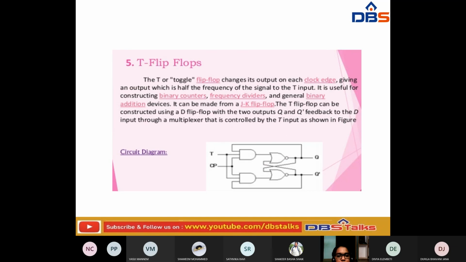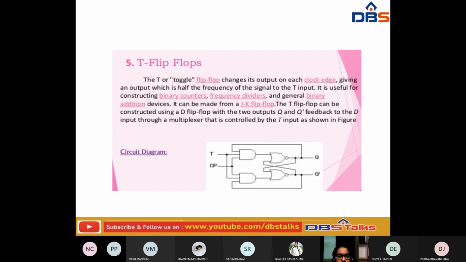So if you have observed this T flip-flop, the toggle flip-flop changes its output on each clock edge, giving an output which is half the frequency of the signal at the T input. It is useful for constructing binary counters, frequency dividers, and general binary addition devices. So it can be made from the JK flip-flop.